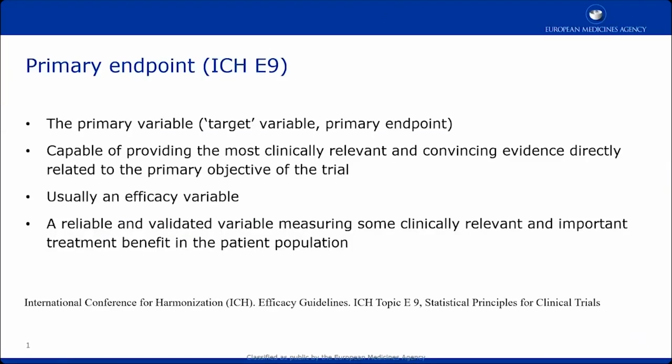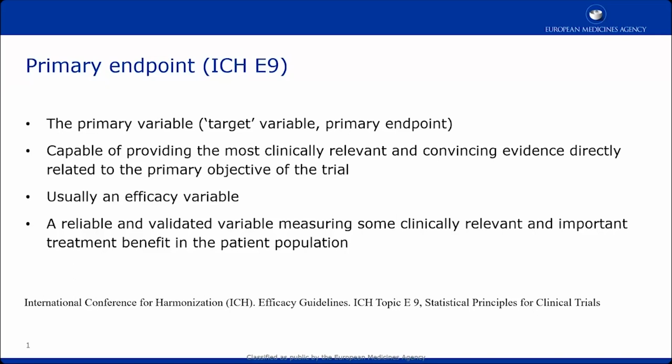I guess the starting point for all of these things by now is our ICH harmonized guideline. If you look at that, you will find quite a prominent space dedicated to discussion of the primary endpoint, generally an efficacy variable, and there are recommendations to choose it among those variables that are capable of providing the most clinically relevant and convincing evidence directly related to the primary objective of the trial. It's an important definition.